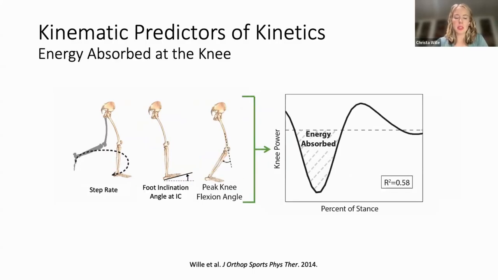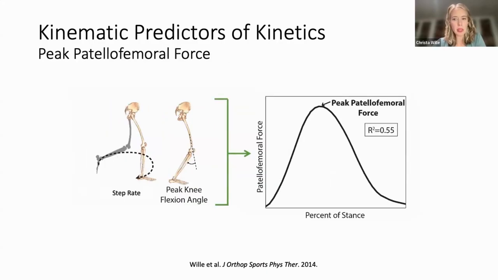Next, we'll take a little closer look at the knee loads specifically. So when you're looking at energy absorbed here, how much load the knee joint specifically has to overcome or tolerate, we see an association with step rate, foot inclination angle, and now we see peak knee flexion angle at mid stance playing a significant role here. And that's describing upwards of 60% of the variance in the energy absorbed of the knee. And then finally, we see the peak patellofemoral force is also strongly associated with both step rate and, again, peak knee flexion angle.